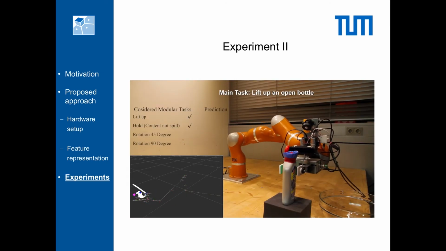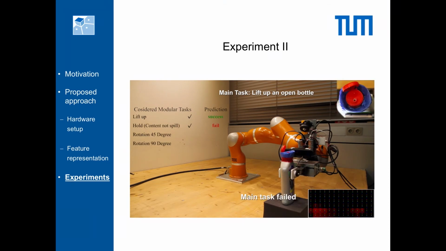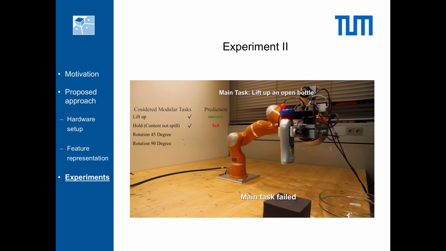The second experiment is to lift up an open bottle. 2 modular tasks are considered. We see a top view of the bottle and the contents spilled. Therefore, the main task failed.